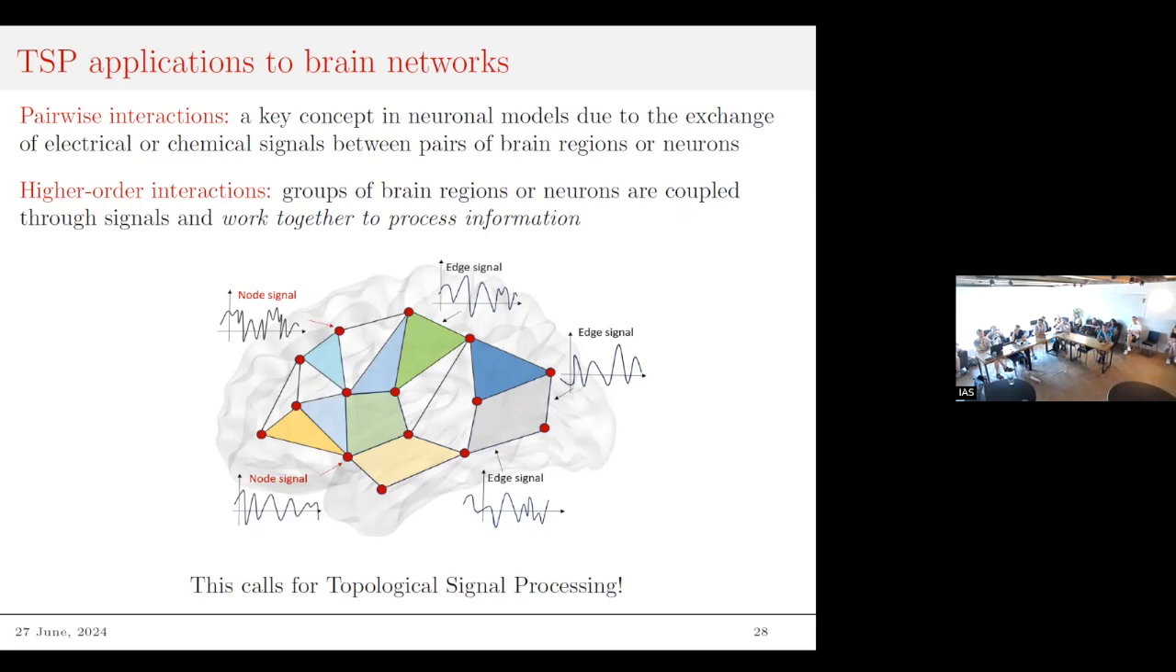We have the processing of the information, we have the topology, and I think that this calls for topological signal processing. We are observing node signals, we are observing edge signals, and we are able to exploit all this information. And we are able to spot also the interaction that is dictated by the cell complex, the higher order structure that we are using in the process.